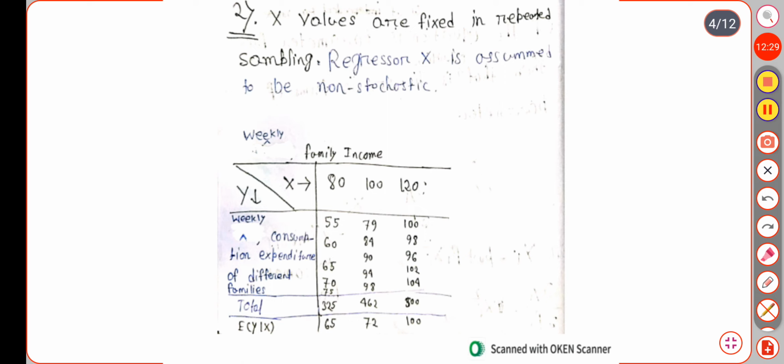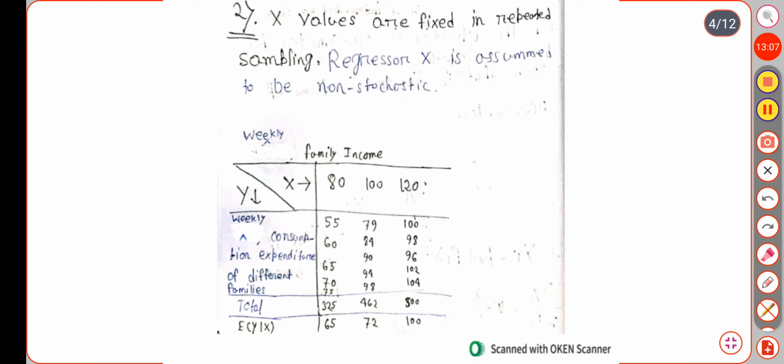So here x values are fixed, right? For the first income group, the x value was fixed. X value was $80, right? But the y values were different. Income was fixed at $80 for the first income group, but the y values, or the consumption expenditure values, were different. For one family it was 55, for one family it was 60, for one family it was 75 and all that, right? So that is what the second assumption says, that x values are fixed in repeated sampling.